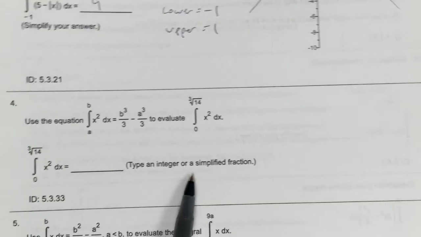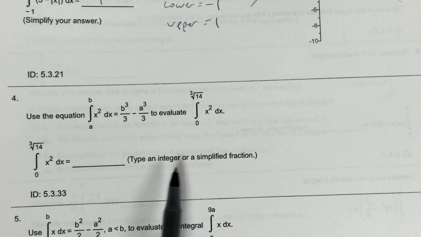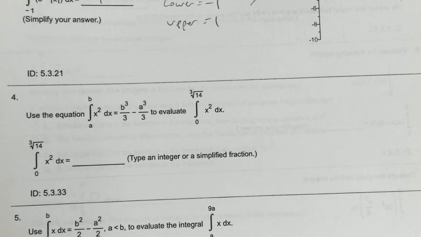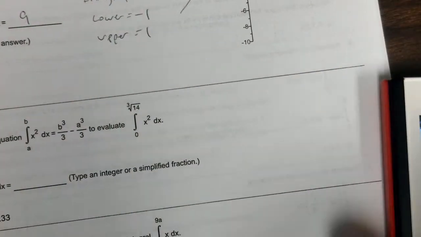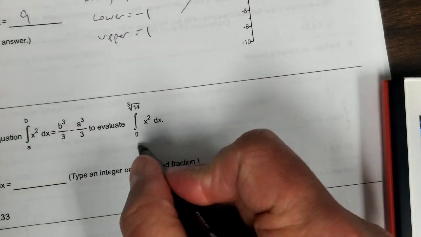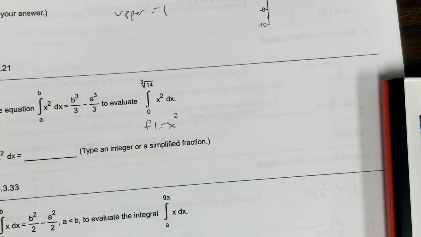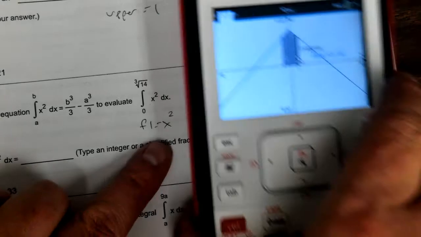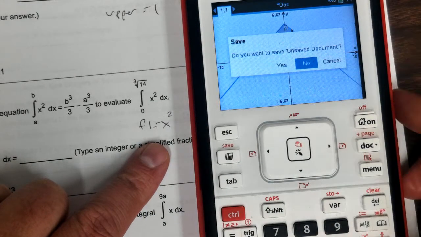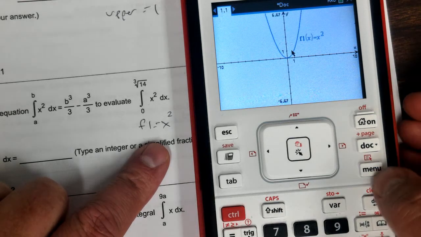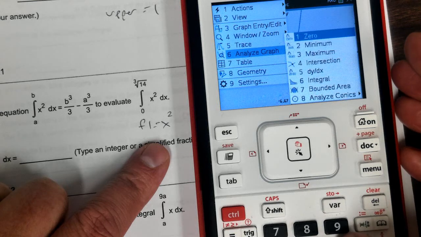Okay. On this one, you want to use your 0 to the cube root of 14. So let's try using the calculator for this one. By the way, if I ever say type your function, it is the x squared part, it's not the integral. So type your function. X squared, enter, and then we want to analyze integral.